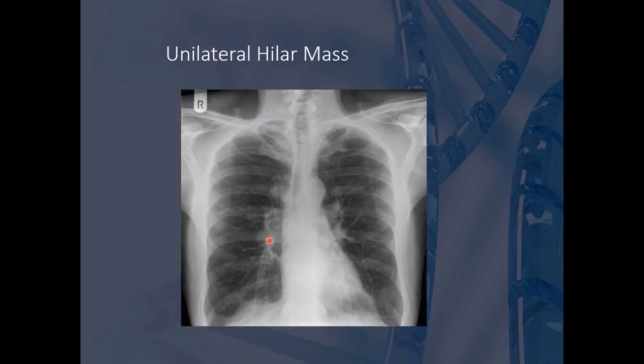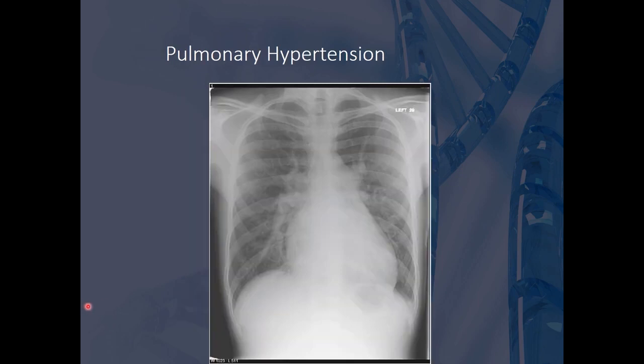This is an example of a unilateral hilar mass. This is another example of bilateral adenopathy.